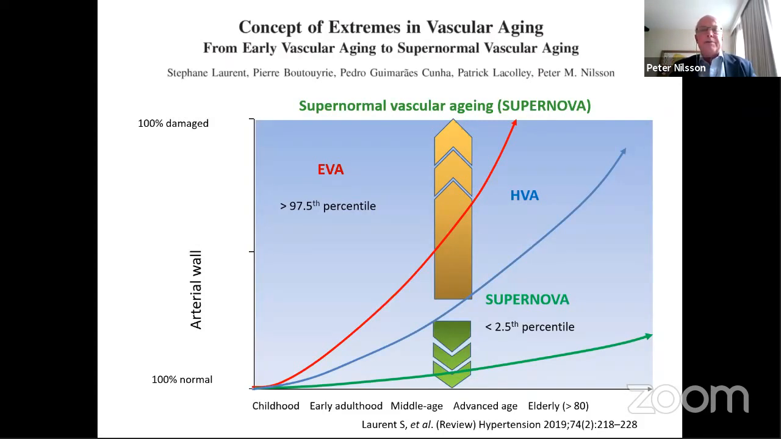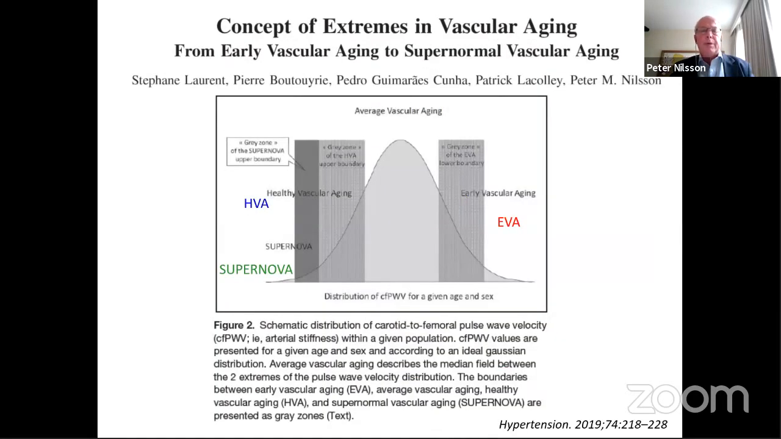Together with my friends in France and in Portugal, we have developed this concept further, not only EVA and healthy vascular aging, but also the supernova hypothesis, that some people are protected in spite of a risk factor burden. And we try to study them more to learn more about protective factors. Here you can also see from the distribution that at the far left, we have a small group of supernova people, protected from vascular aging, arterial stiffness, in spite of the risk factor burden.